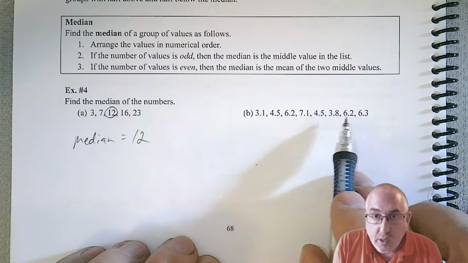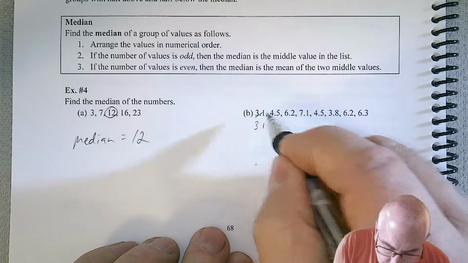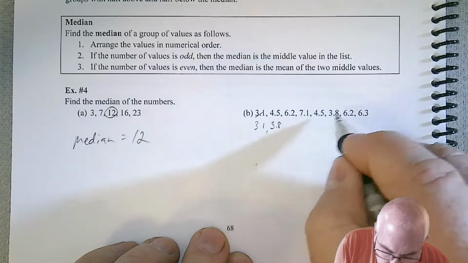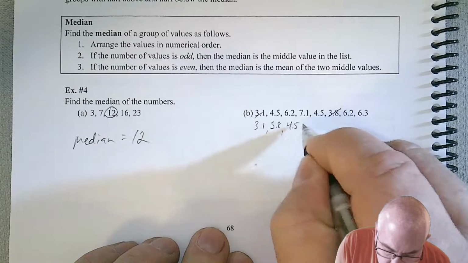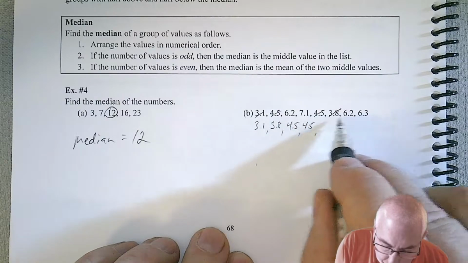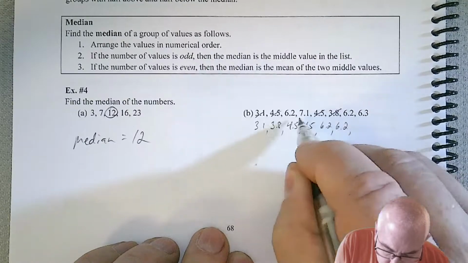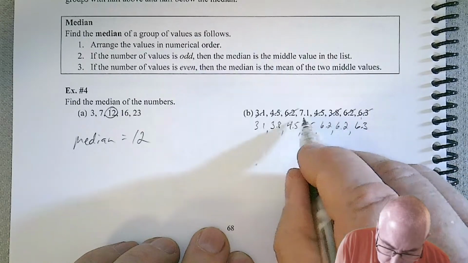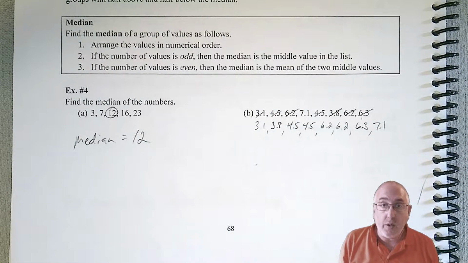So now we can see these ones are not in order. So let's put them in order first. So we got 3.1. Next, looks like a 3.8. And then we got a couple of 4.5s. Next, we got a couple of 6.2s. And a 6.3. And last but not least is a 7.1. So now we have them in numerical order, so that's good.